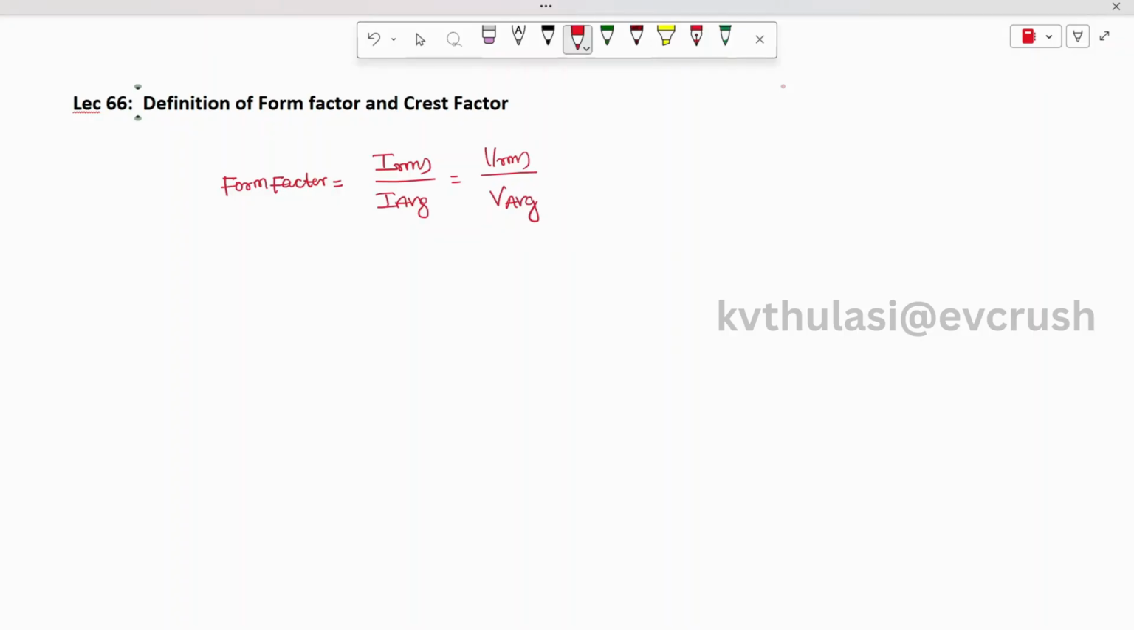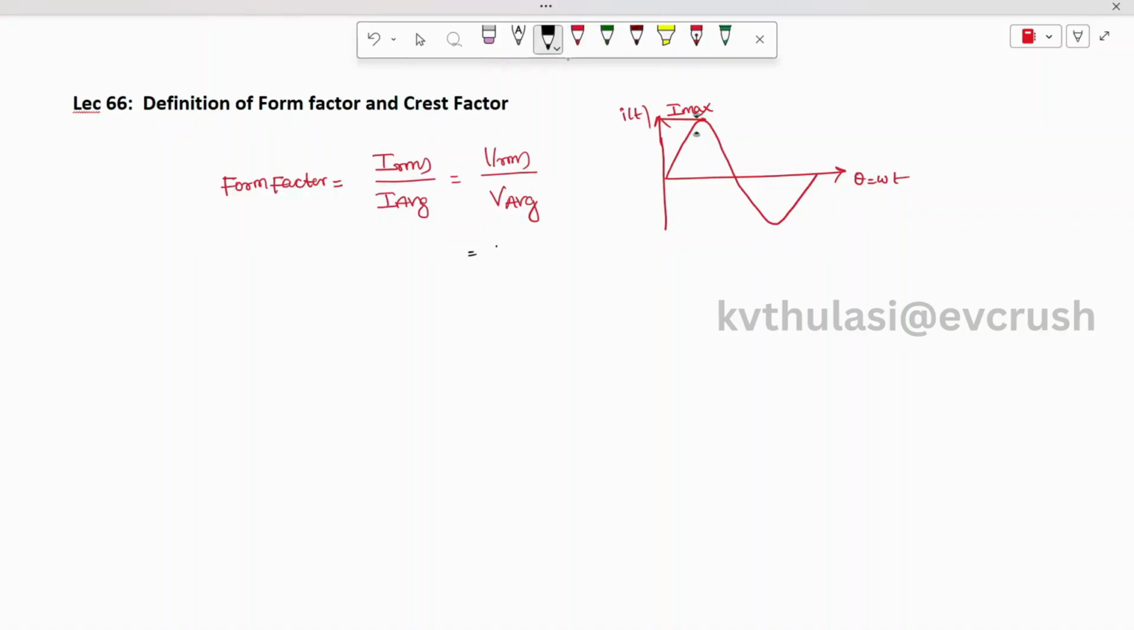Now, how to define it? Let us take a sinusoidal supply, where theta is equal to omega t. Let us take the current i of t. So, i of t is a sinusoidal waveform. This is the negative cycle. The maximum I am going to call I maximum. Now here you can see.